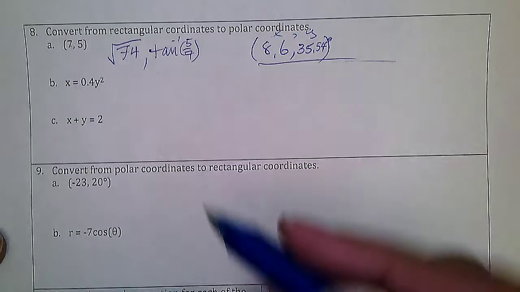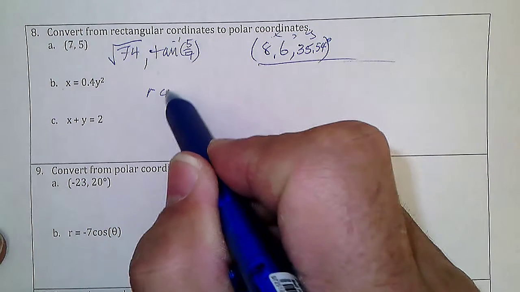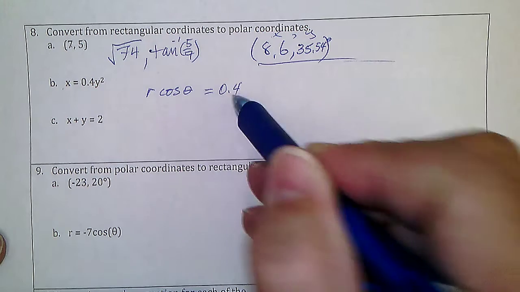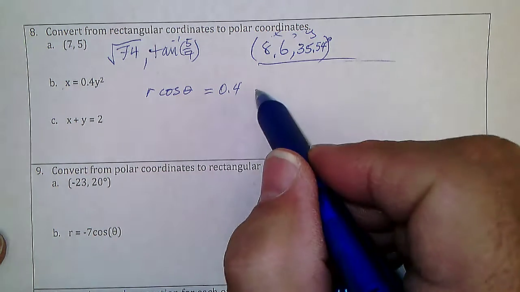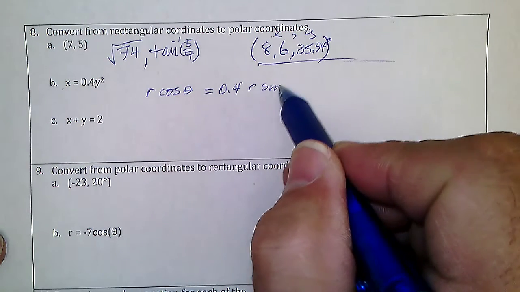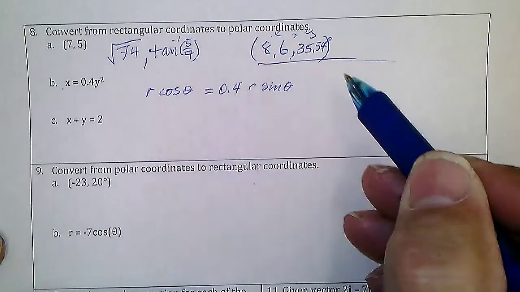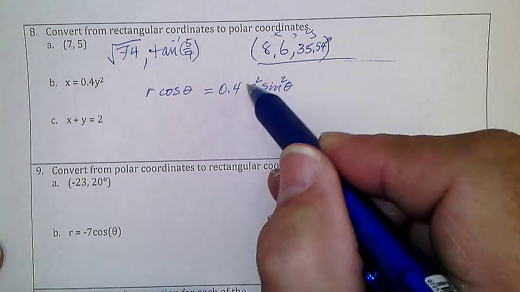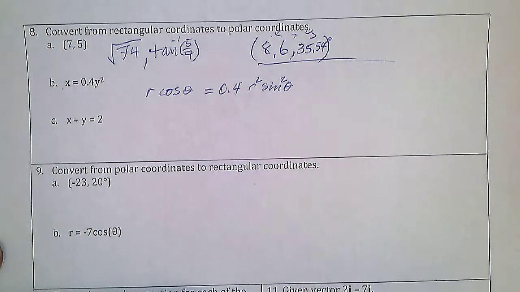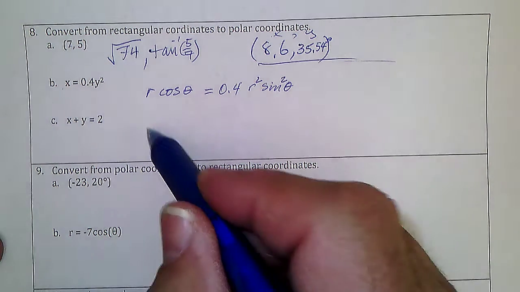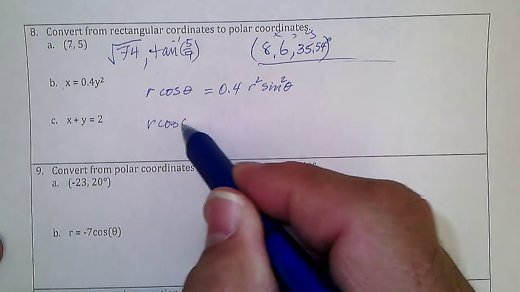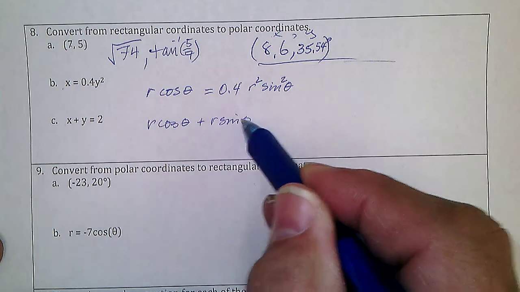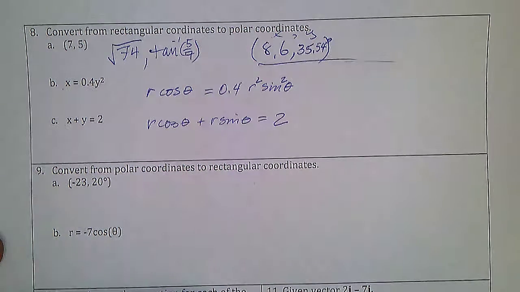B, x is our r cosine theta equals 0.4. Y is squared. Now y is our r sine theta. If we're going to square it, the r has to be squared and the sine theta squared, or you can put parentheses around all of it and square it. x plus y equals 2. That's those two.